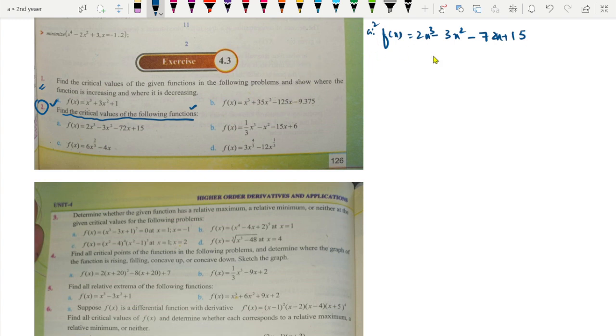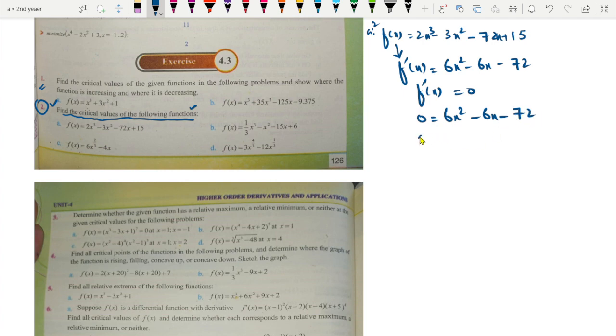For finding critical values of the function, we will take the derivative of this one. f prime of x is equal to 6x square minus 6x minus 72 plus 0. For critical values, put f prime of x equal to 0. So 0 is equal to 6x square minus 6x minus 72. We will take 6 common here, 6 times x square minus x minus 12.